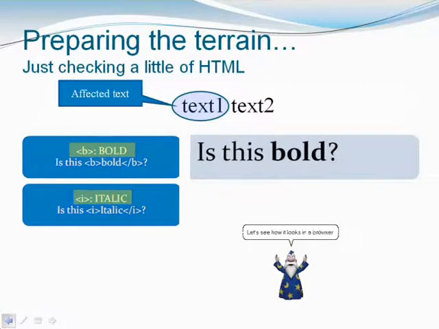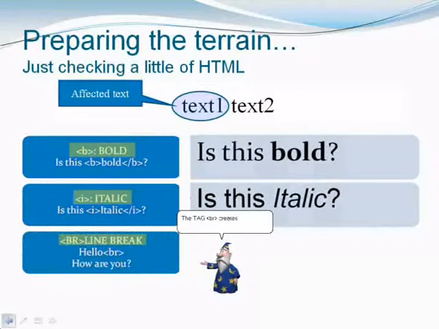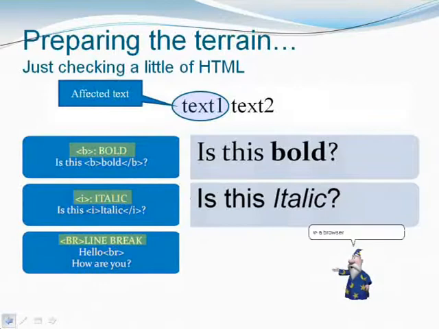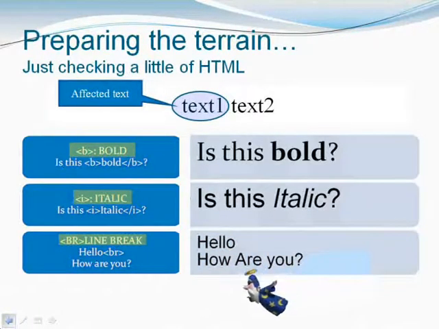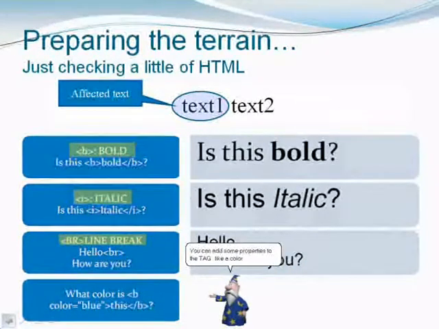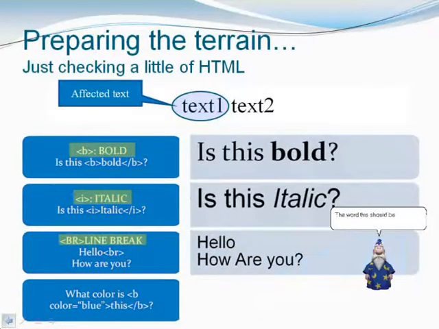Let's see how it looks in a browser. The tag line break creates a line break after the word hello. In a browser it looks like this. Let's see another example. You can add some properties to the tag, like a color. The word this should be displayed in blue. Nice.